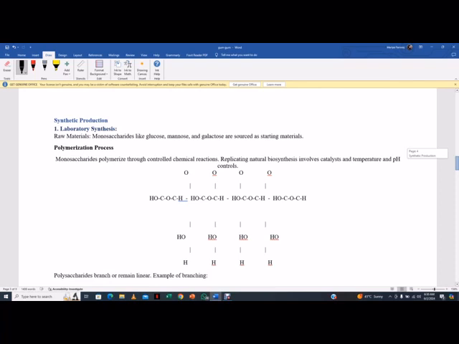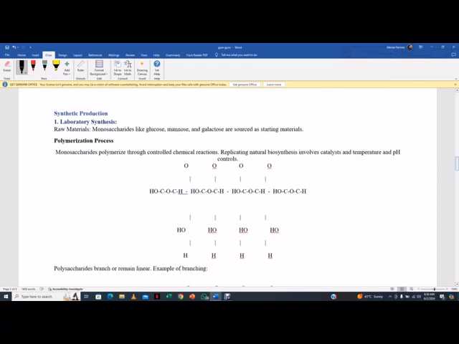Next is the synthetic production, and the first process is the polymerization process. In synthetic production, saccharides like glucose, mannose, and galactose are polymerized through a controlled chemical reaction. This process is carefully managed to replicate the natural polysaccharide structure of the rosin gum, which we have to make.